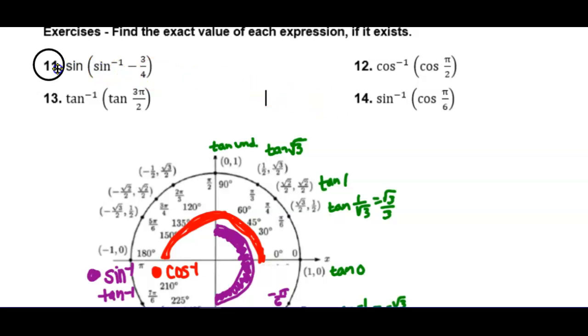I'm going to leave number 11. 11 is an intro to what we're going to do tomorrow. Okay? I'm going to start with number 12. It says, what is the cosine at pi over 2? Well, you go to pi over 2 and you find the cosine, which is 0.